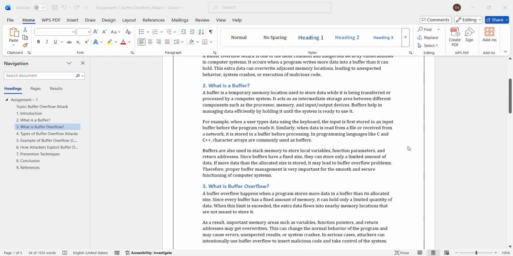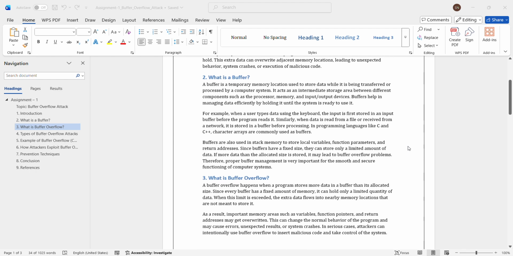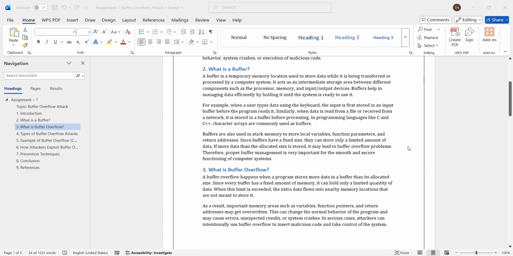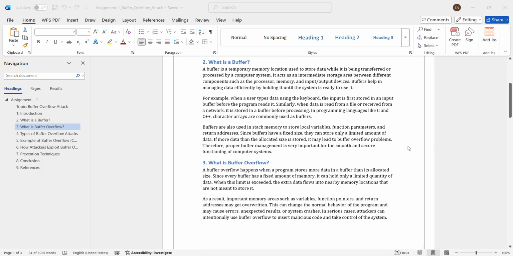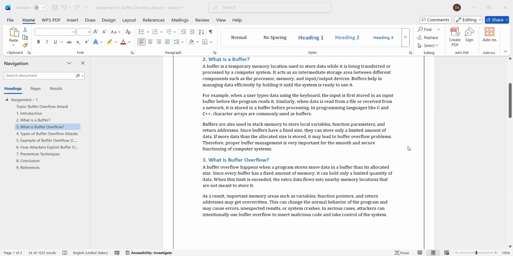In this type of attack, attackers mainly target the return address of a function. By overwriting this return address with a malicious address, they can control the flow of program execution. When the function finishes, instead of returning to the original location, the program jumps to the attacker's code. This allows attackers to run unauthorized programs and gain control over the system.